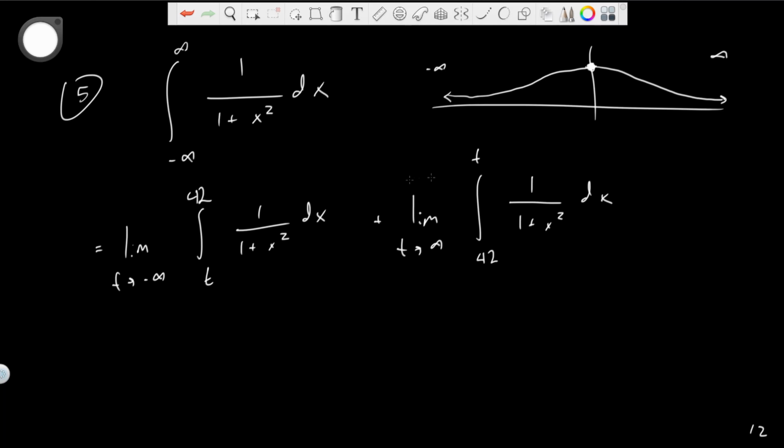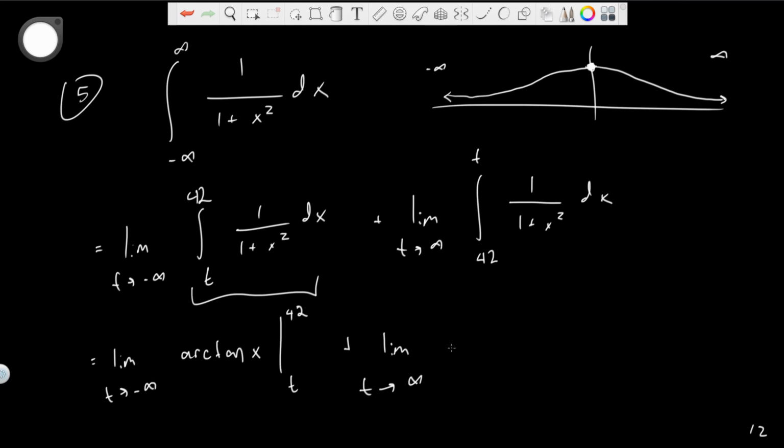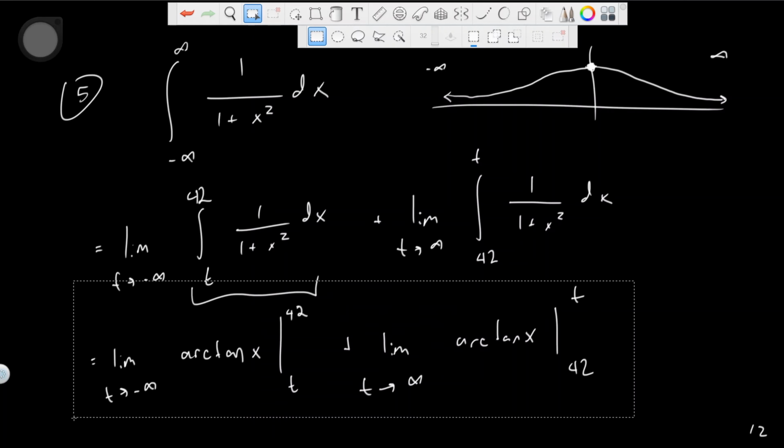So let's go ahead and evaluate this now. The limit as t goes to negative infinity. We live for integrals like this because this is just an arctan. We're evaluating arctan of x from t to 42, plus the limit as t goes to infinity of arctan of x evaluated from 42 to t. Cool, let's go ahead and take this to the next page.